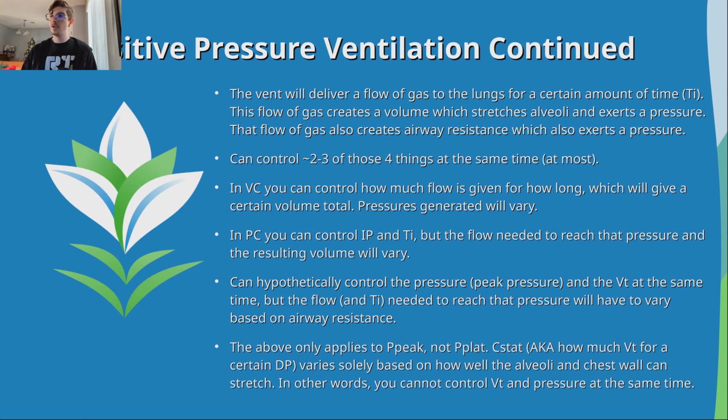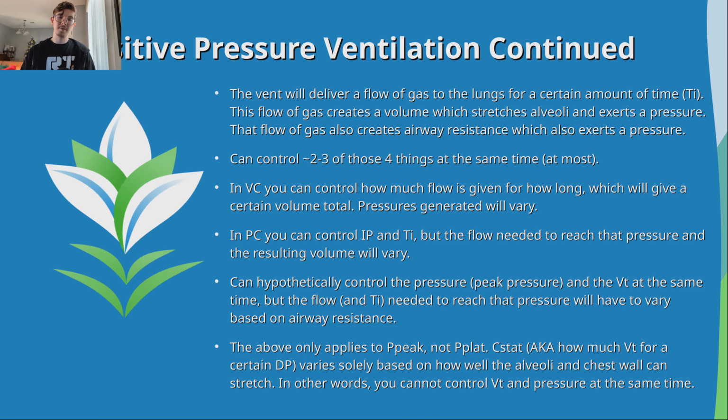So in volume control, you can control how much flow is given for how long, which will give a certain total volume. And the pressures generated by that flow and that volume will vary. Both the pressure of airway resistance and the driving pressure, meaning basically your static compliance, are going to vary. Most ventilators in traditional volume control, you're going to set the flow, and basically flow and I time are fixed variables. If you change one, it changes the others in volume control.